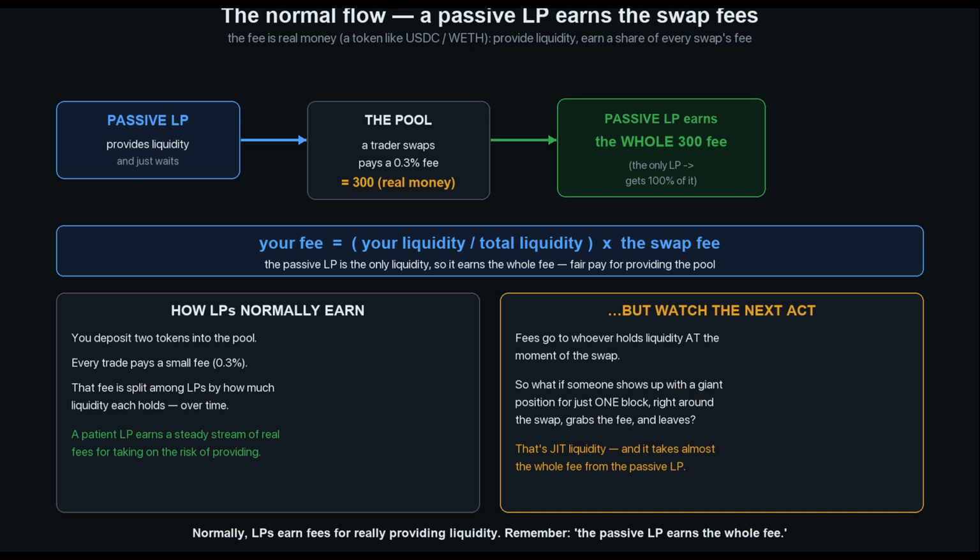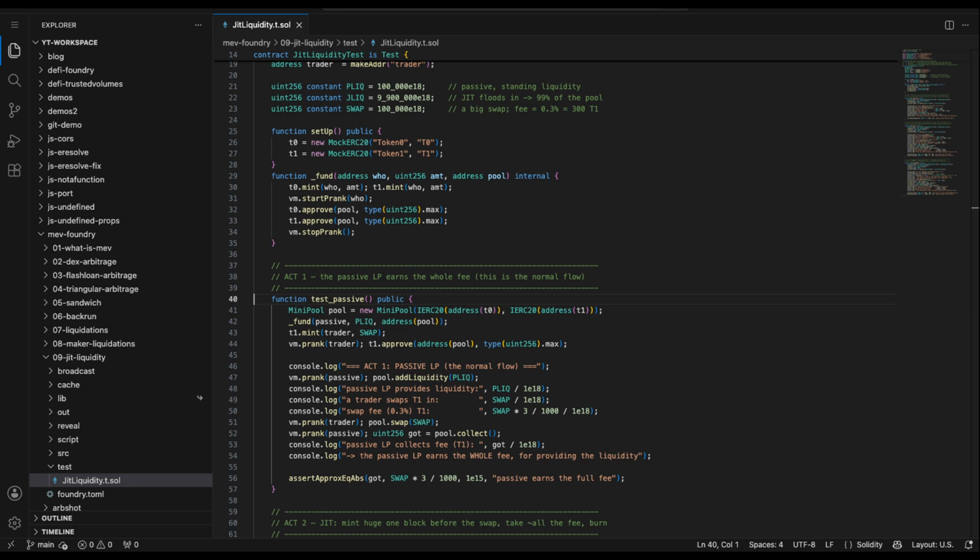The formula on screen says it. Your fee is your share of the liquidity times the swap fee. 1 LP, 100% of the liquidity, the whole fee. That's how liquidity providers are supposed to earn. Let's prove it. Here is the normal flow test. A passive LP provides liquidity, a trader swaps, paying the fee, and the passive LP collects. We print exactly what it earns.